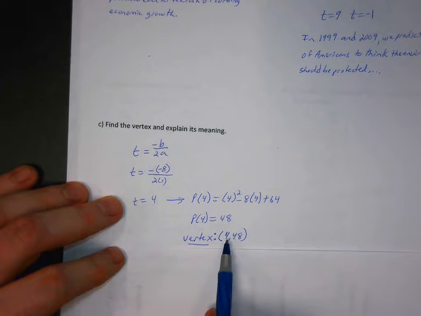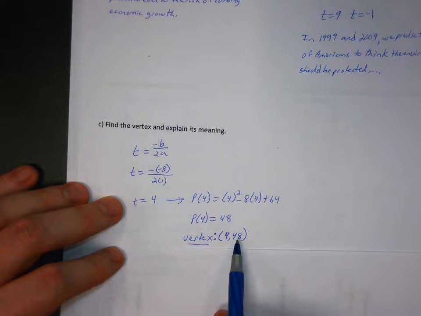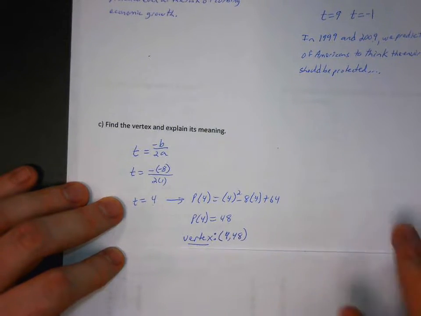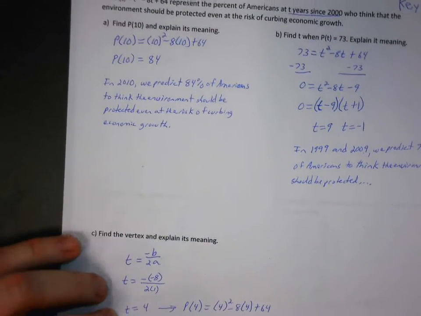So that means 4 years since 2000, which will be the year 2004, we had 48% of Americans who think the environment should be protected. Now, you have to be a little bit careful with the wording on this because the vertex is a very specific point. That 48% is actually very important, or very specific, as far as what it means.